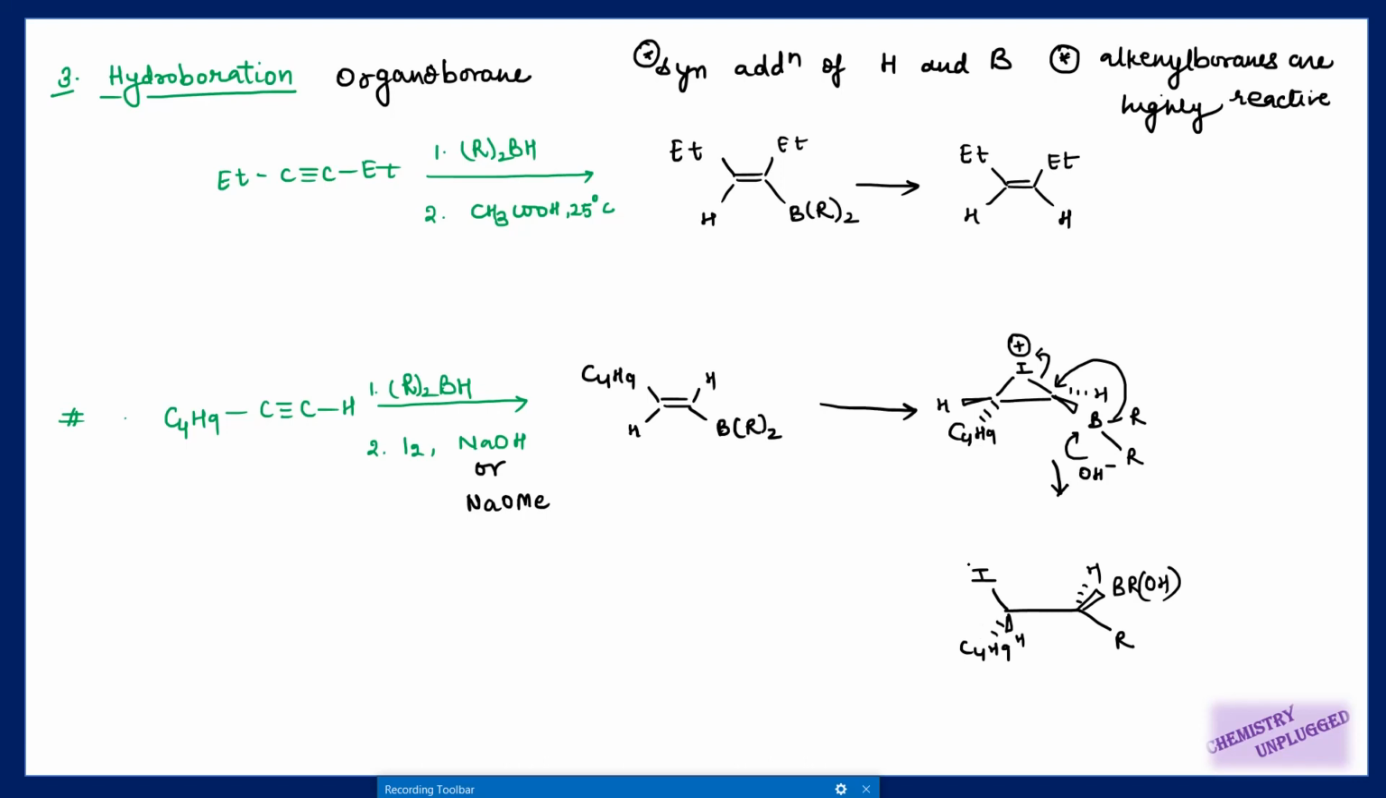At this stage we don't need to remember anything, but after this we need to remember that there is anti-elimination of this boron and I. In this reaction there is anti-elimination of I and boron. So in this case anti-elimination is not possible because I is in the plane and B is coming out of the plane. So we have to rotate this carbon. Suppose this is carbon number 2. So we have to rotate this carbon number 2.